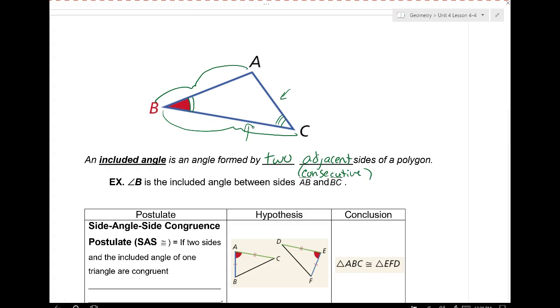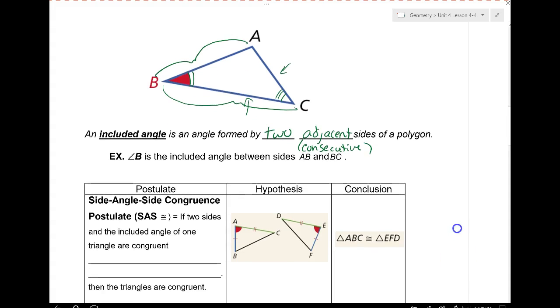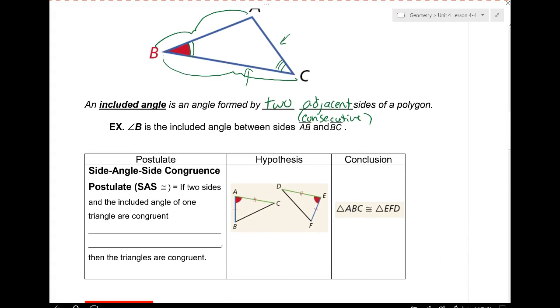So, terminology. Now, here's a quick question. This is a precursor to Monday's notes. Could you have an included side? The side would just be between two what? See how easy that is to catch when you realize what included just means between? It's not that bad. So look at the name of this postulate. Side, angle, side. Or it's my all-time favorite name of all postulates and theorems. Yes. Attitude that you can get away with.